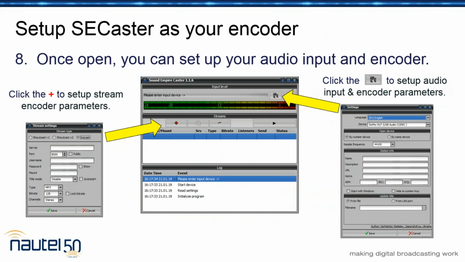Then you'll want to set up and program the SECaster as your encoder. Once it's open, you can see the main screen there in the center. To set up the encoding parameters, you'll click on the red plus sign, and it'll bring up the little screen on the left. To set up your audio input parameters, you'll click on the black squigglies. I've never figured out what that is, but you click there, and that sets up your audio input, your language, and your sample rate.